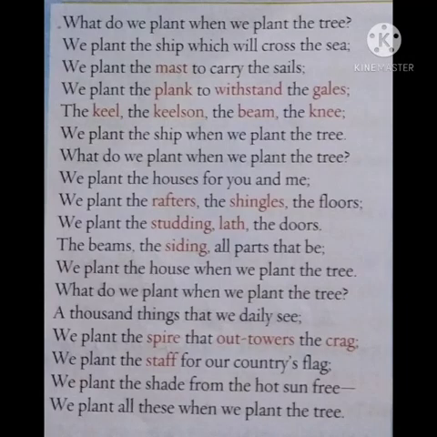What do we plant when we plant the tree? We plant the ship which will cross the sea. We plant the mast to carry the sails. We plant the plank to withstand the gales. The keel, the keelson, the beam, the knee. We plant the ship when we plant the tree.